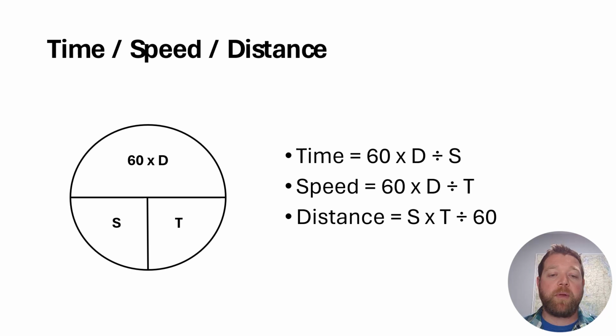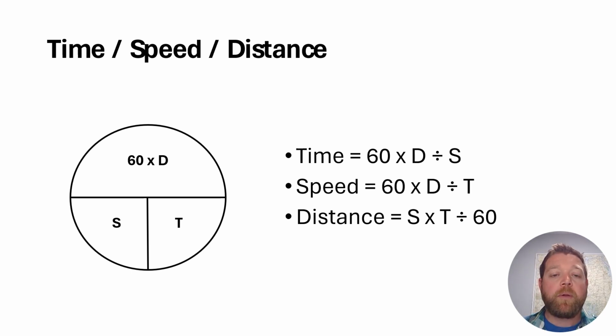So the way this works, if we are solving for time, you can hold your finger over the T there, and we have distance and we have speed. Well, we're going to go 60 times our distance, and then we're going to divide by our speed, and that gives us our time. So anytime you cross that horizontal line, you're going to do a divide. And then anytime you cross that vertical line there between S and T, you do a multiplication.